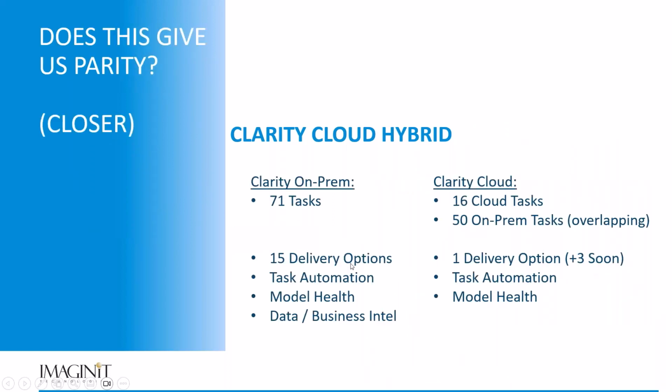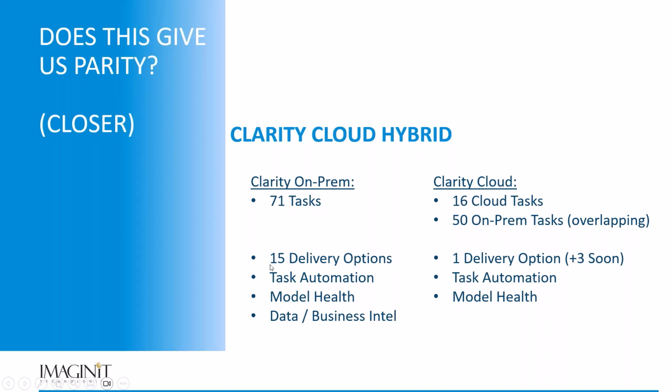So does this get us closer to feature parity between Clarity Cloud and Clarity on-premise? Closer. We're not quite there yet. We've got 71 tasks in total around Clarity on-premise. We've got 16 tasks available in the cloud. We've got 50, those are overlapping, those 50 and 16, that are available when you're talking about running on-prem tasks in a hybrid cloud environment. And the other tasks that we have, we do think that we'll get to them at some point.